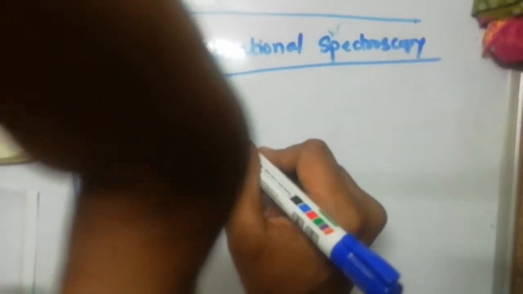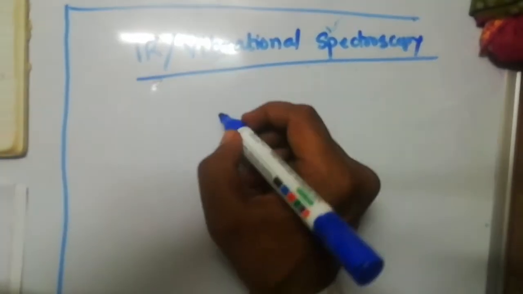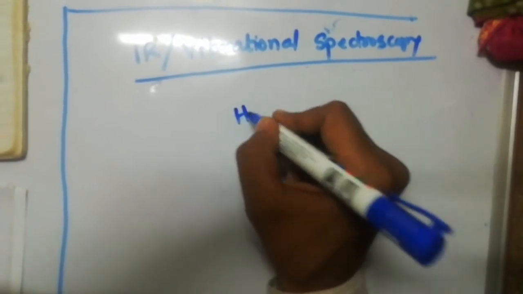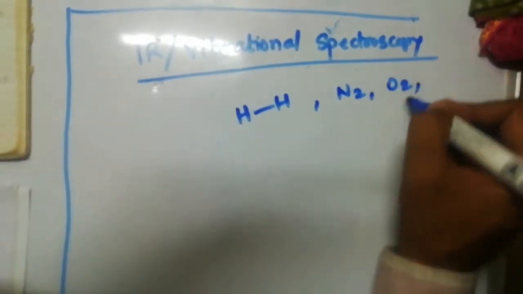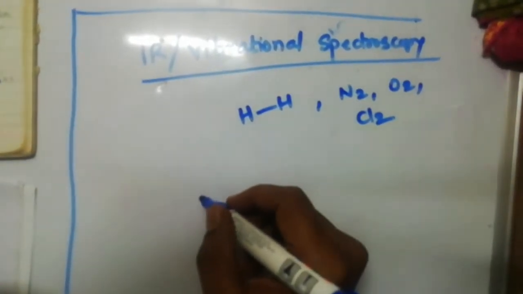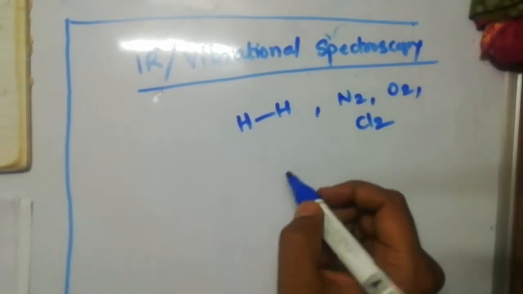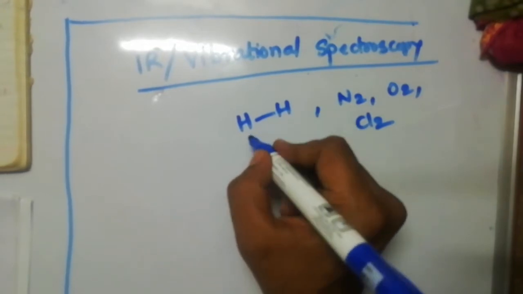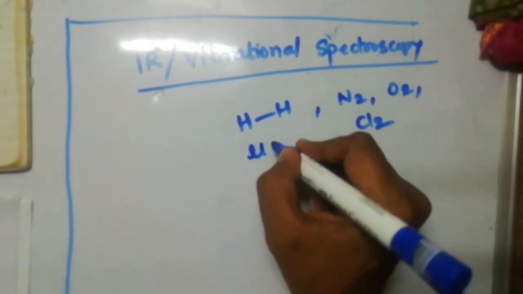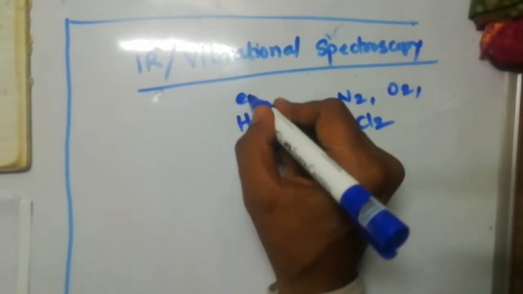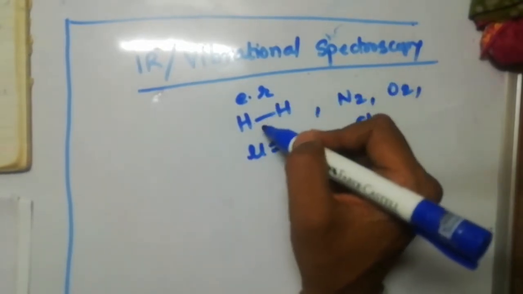So what is the necessary condition? When atoms are displaced due to vibration, there should be a change in the dipole moment of the molecule. Now let us find out whether homonuclear diatomic molecules like hydrogen, nitrogen, oxygen, chlorine, which are all homonuclear diatomic molecules, are IR active. Homonuclear diatomic means they are made up of the same type of nucleus. Let us consider the example of the hydrogen molecule. In this molecule, mu is equal to 0. Why? Because mu is equal to e times R, where e refers to the charge and R refers to the distance between them.